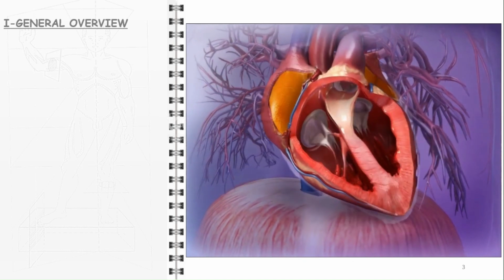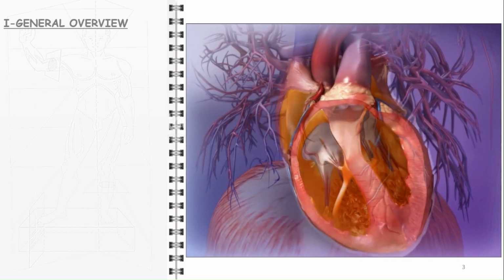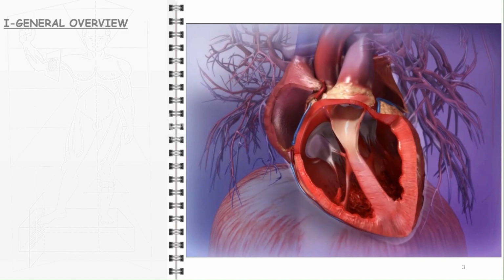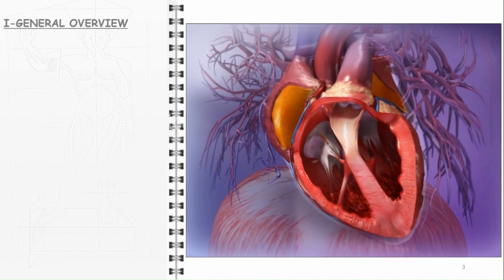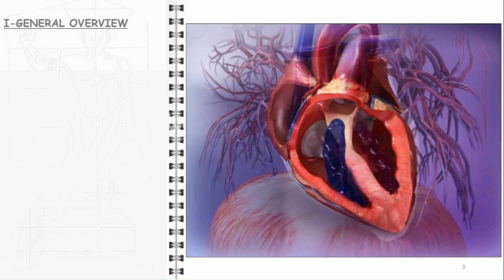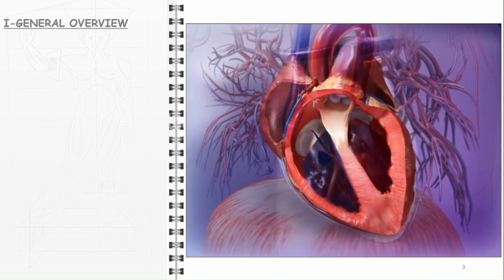Structurally, the heart has a pyramidal shape, with a broad base and a pointed apex. It consists of 4 chambers, 2 atria at the top and 2 ventricles below. The right side handles deoxygenated blood, sending it to the lungs for gas exchange. The left side receives oxygenated blood and pumps it into systemic circulation.